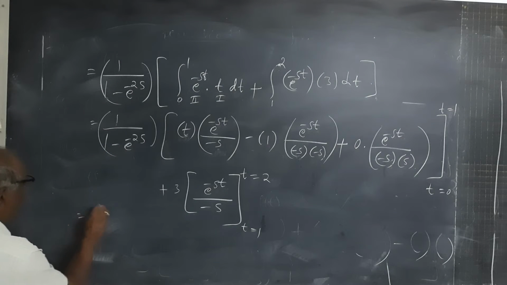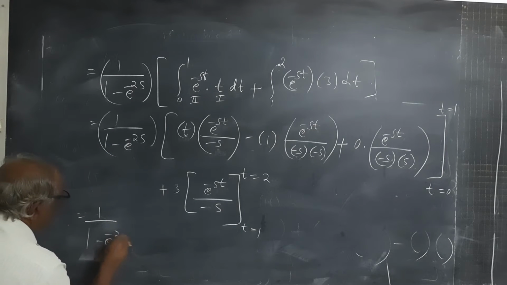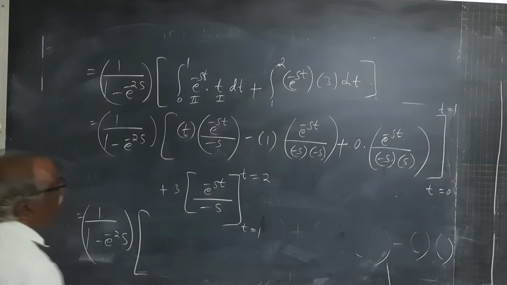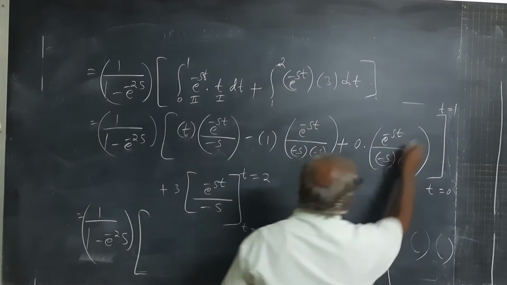So it is very simple now. 1 whole over 1 minus e to the power minus 2s into. Now how I am, this is already 0, right?